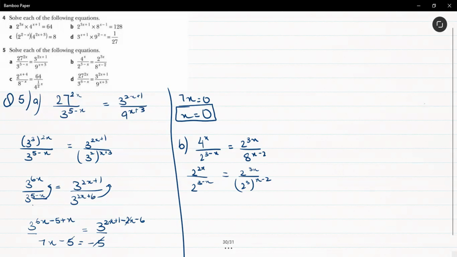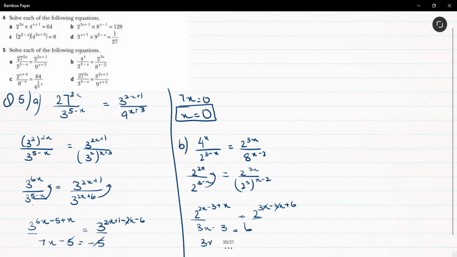Now the next thing we are going to do is bring the denominator to the numerator, and then we are going to get 2x minus 3 plus x. And same for here, 2 raised to the power 3x minus 3x plus 6. Now the bases are the same, so I'm going to simplify this as it is: 3x minus 3 is equal to 3x minus 3x plus 6.